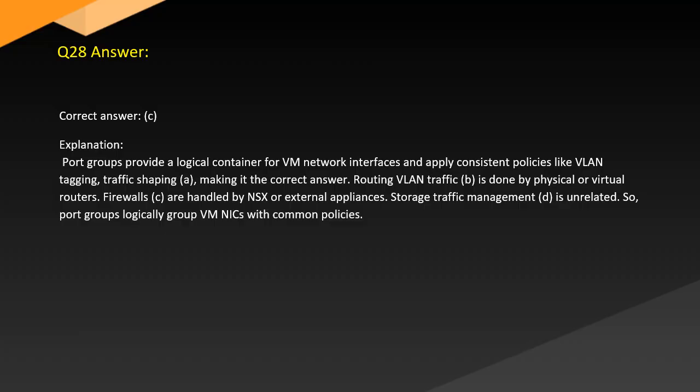Answer. Correct answer, C. Explanation. Port groups provide a logical container for VM network interfaces and apply consistent policies like VLAN tagging and traffic shaping, making A the correct answer. Routing VLAN traffic, B, is done by physical or virtual routers. Firewalls, C, are handled by NSX or external appliances. Storage traffic management, D, is unrelated. So, port groups logically group VM NICs with common policies.